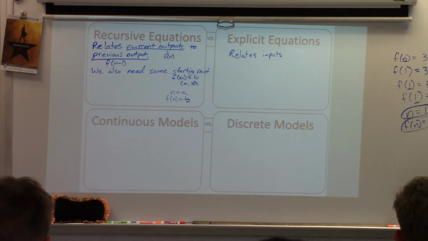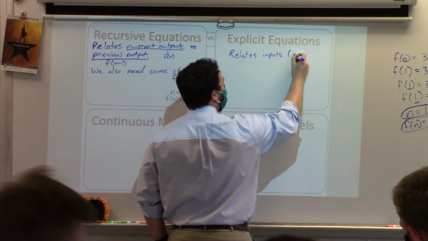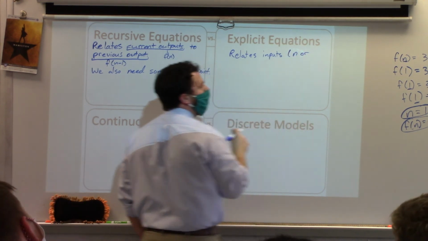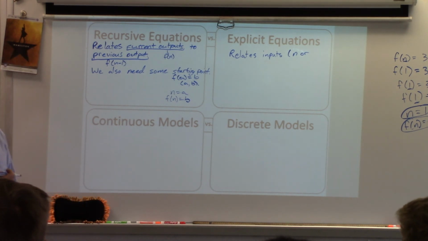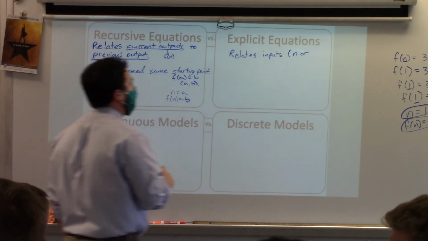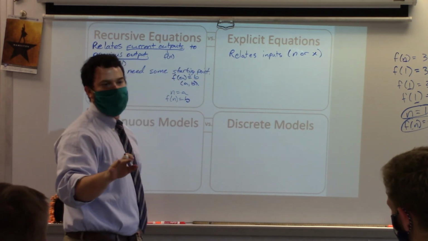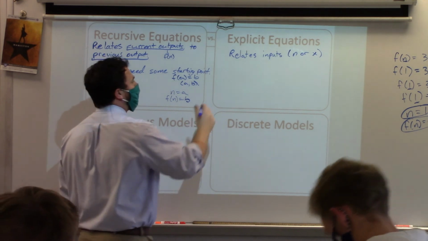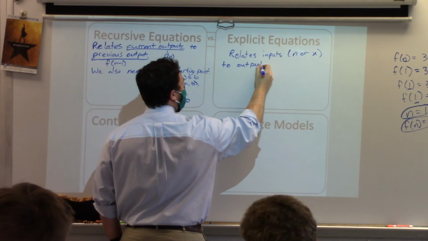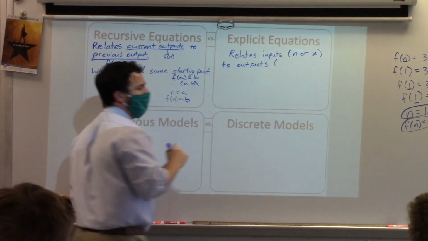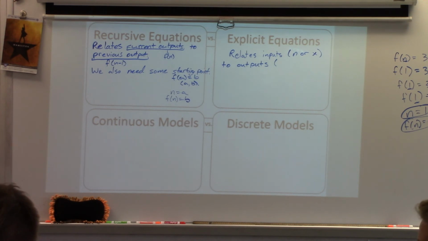It's been up there. All right, so we're relating inputs, which I will say this. You can say n or, does anyone know what the other input we typically use when it's continuous is? X. There we go. Right, so it relates inputs n or x, which you can use any input, but those are the two common ones. n or x to outputs. And so what would the corresponding outputs be? F of n and f of x?